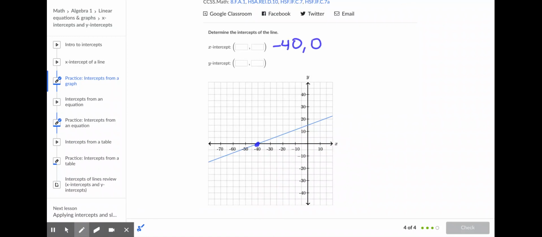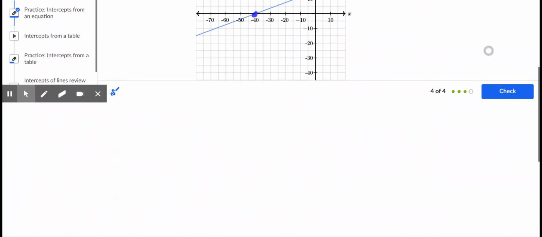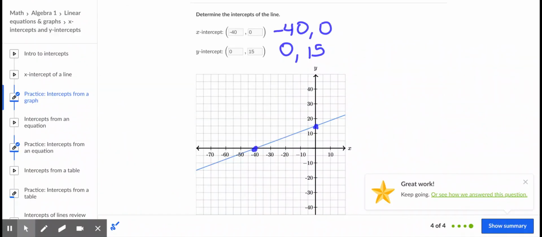I look at my y-axis. I see that it crosses right between 10 and 20. So that point will be 15. So that is 0, comma, positive 15. And we're finished.